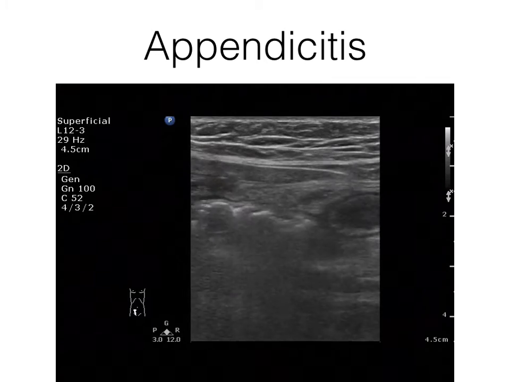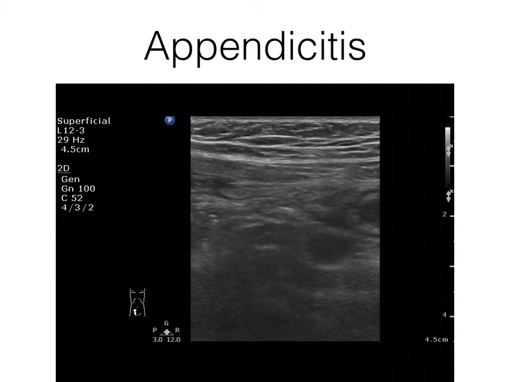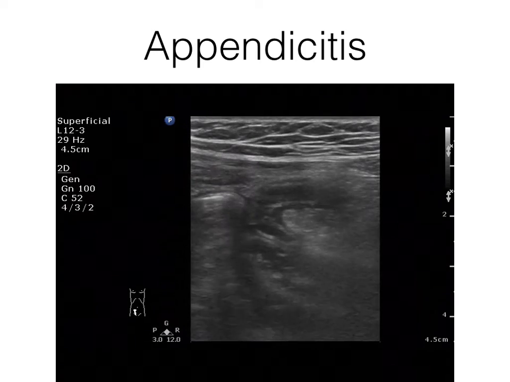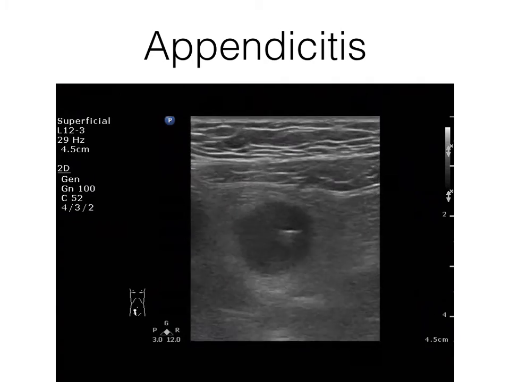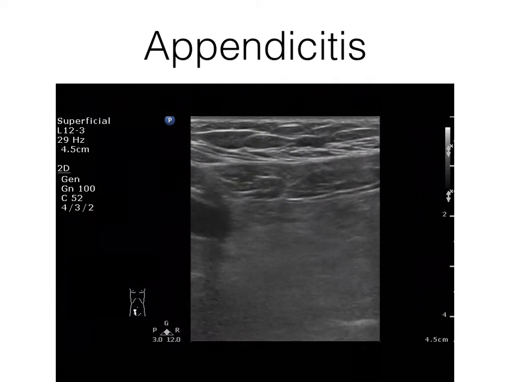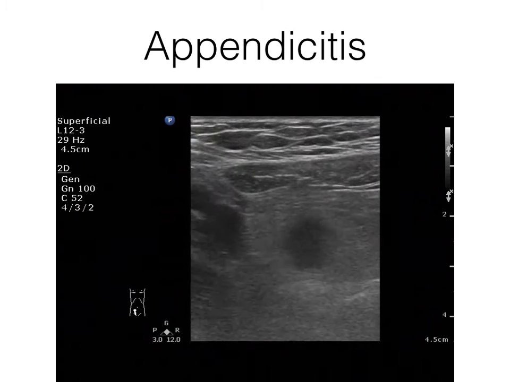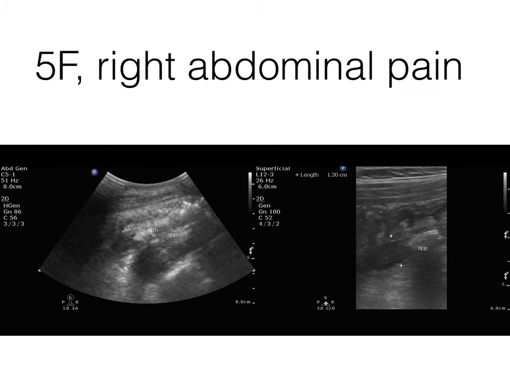Use the linear probe, you can screen. Use the abdominal probe, you can screen, but if you want to find detailed information, you can shift to the linear probe. It gets you better resolution and better evidence to make the diagnosis.